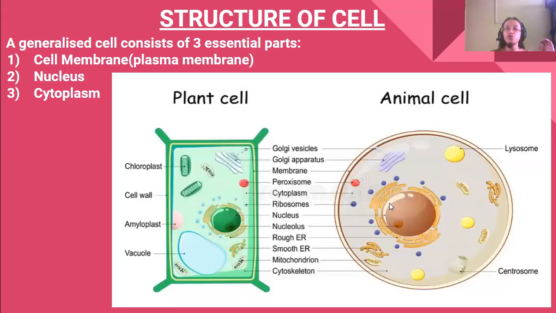Next, we come to the structure of a cell. The basic structure is the same for plant cell and animal cell. Only 2-3 things are there to differentiate between a plant and animal cell. So the generalized cell consists of cell membrane, nucleus, and cytoplasm for each and every cell. This is a must.